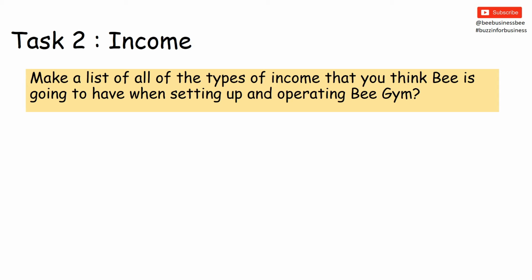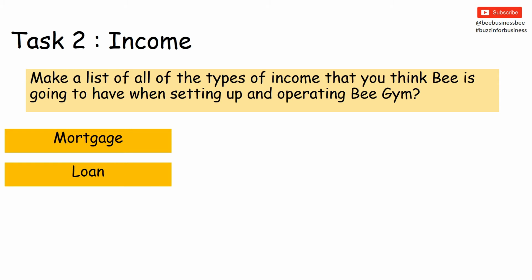So let's take a look at some of the answers that you possibly could have got. I'm going to start with the capital forms of income. You could have your mortgage, so that's money from the bank. Got your loan, which maybe is taken out to pay for some of your equipment or maybe to pay for some of the other costs you've got in the business. And perhaps you've got your owner's investment going in there as well. So B puts some of his own money in.